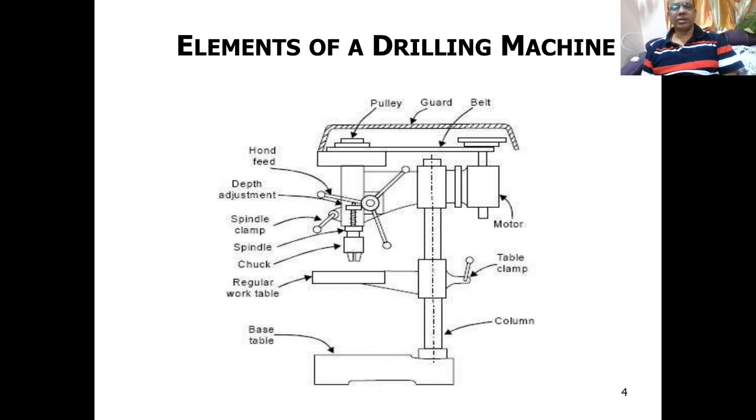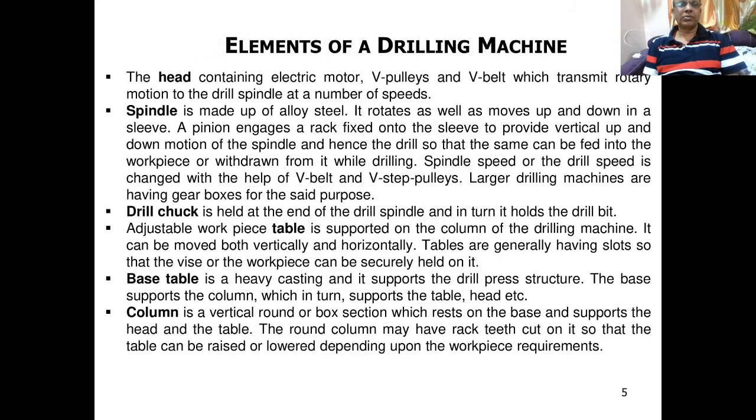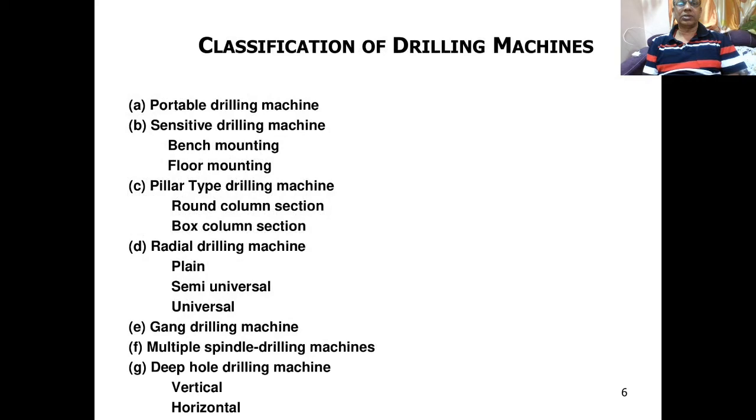When the drill touches the material it starts removing the material by pushing downward. That is called the depth of cut, and the advancement of the tool per revolution of the tool is called the feed. As per the feed, the material is removed from the work material which is mounted on the table. In this way, we can produce a hole. The elements of the drilling machine are the head, spindle, drill chuck, then the base, table, column, etc.